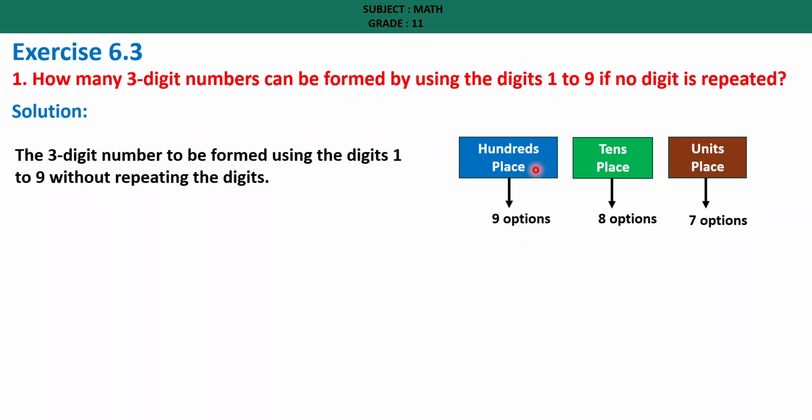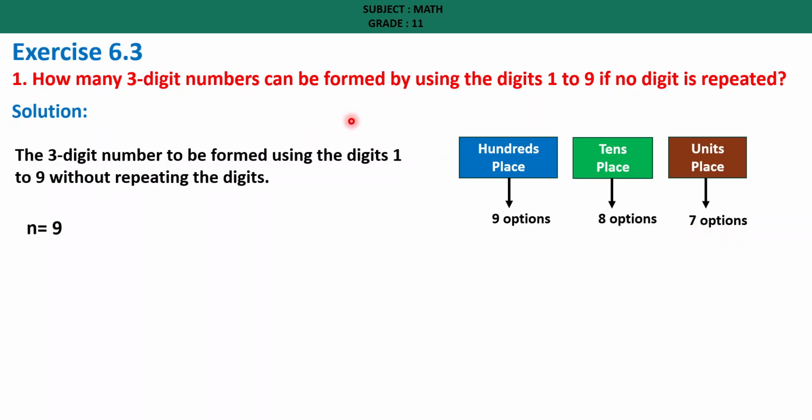In the tens place we have to exclude whichever number we have used in the hundreds place, so there will be only 8 options. Now coming to the units place, we have to exclude the 2 options which we have already used in the hundreds place and tens place, so there will be 7 options. This is the old method. Now let us use the formula.